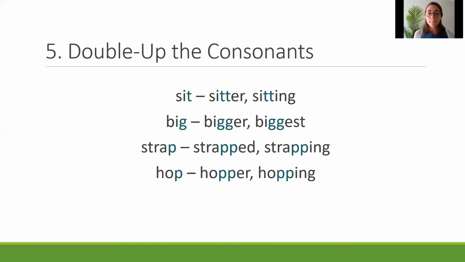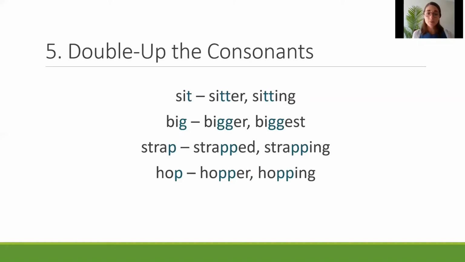Same thing for big, right? We have that same combination, right? A consonant, a vowel, a consonant, B-I-G. So when we go to add more to the end, we have to double up the consonant at the end. So big, B-I-G, becomes bigger, B-I-G-G-E-R, or biggest, B-I-G-G-E-S-T.